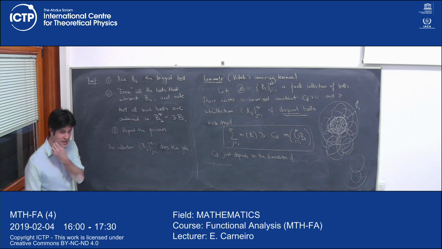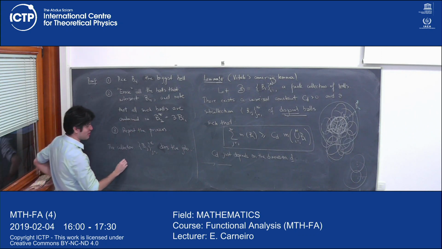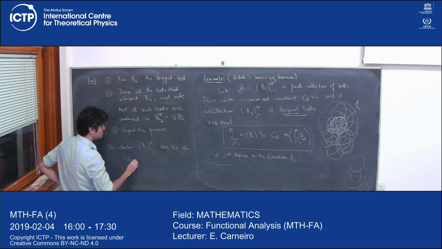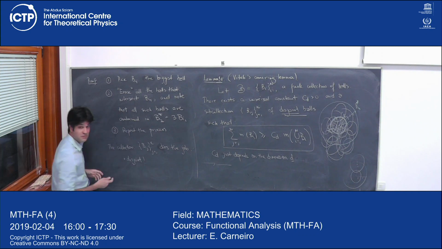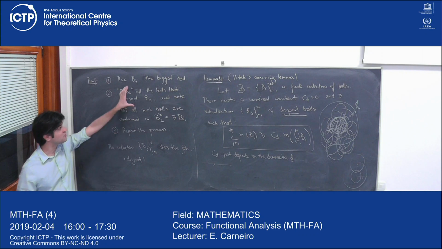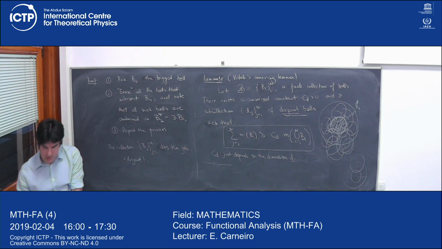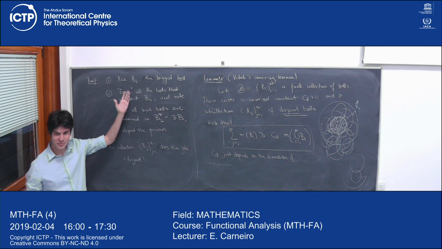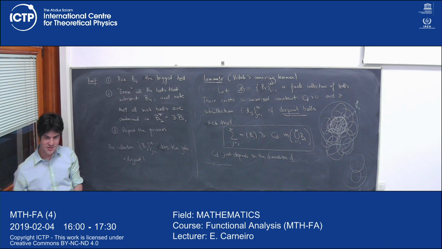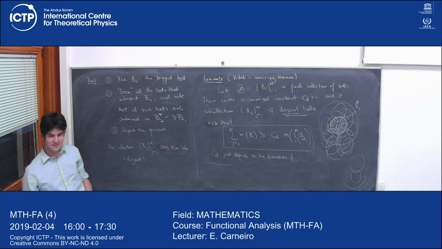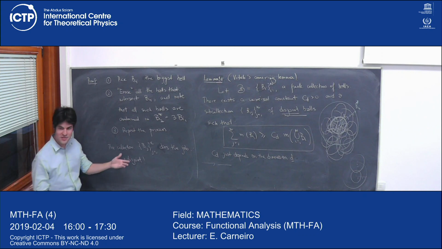Let's see why it really does the job. It's a disjoint collection, do you guys all agree? By construction, right? The constructed one, I erased everybody that touches that ball, and I picked another one, therefore it does not touch the previous one. I erased everyone that touched this ball B2, I choose the other one. So by construction, this family is disjoint.